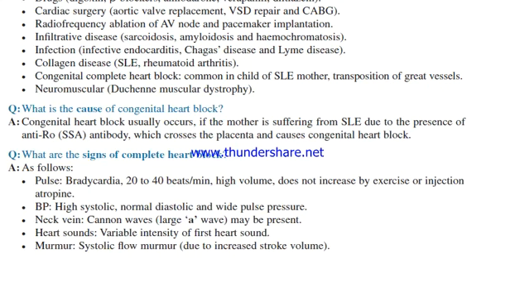What are the signs of complete heart block? Pulse is bradycardia, 20 to 40 beats per minute. High volume pulse does not increase by exercise or injection atropine. Blood pressure: high systolic, normal diastolic and wide pulse pressure. Neck pain: cannon waves, large A wave may be present. Heart sounds: variable intensity of first heart sound. Murmur: systolic flow murmur due to increased stroke volume.